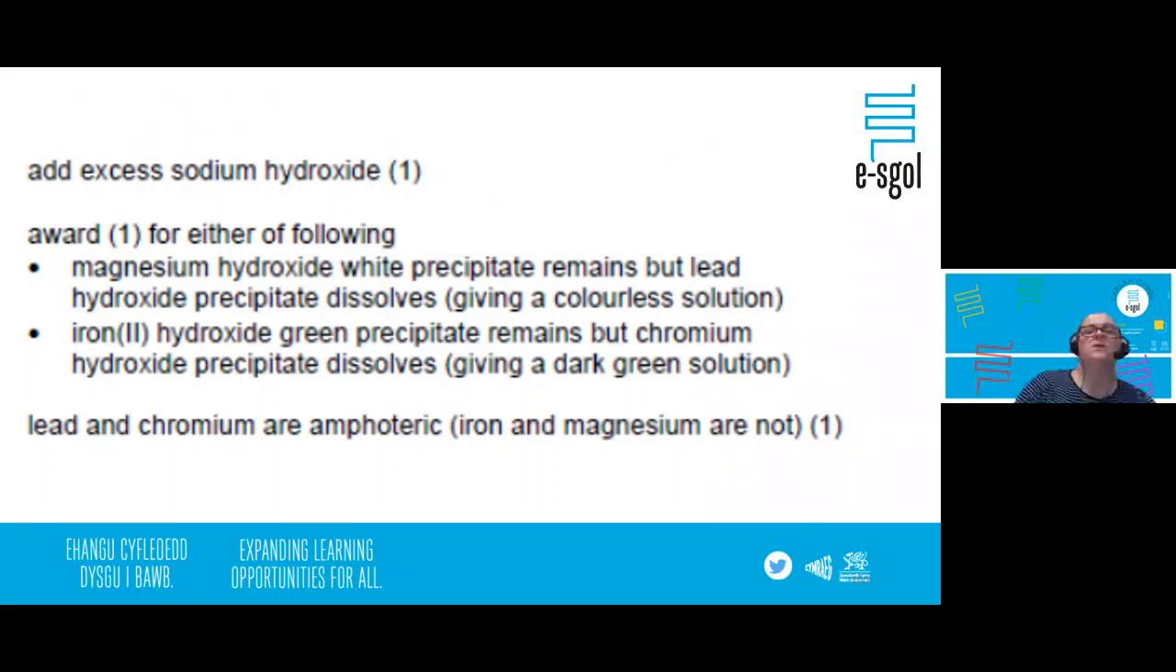So that is a sense of how you'd identify the precipitates, initially by their colour as a mode of differentiation, but then excess NaOH tells you which one's which, because both would be white for Mg and Pb, and both would be green for iron(II) and chromium.